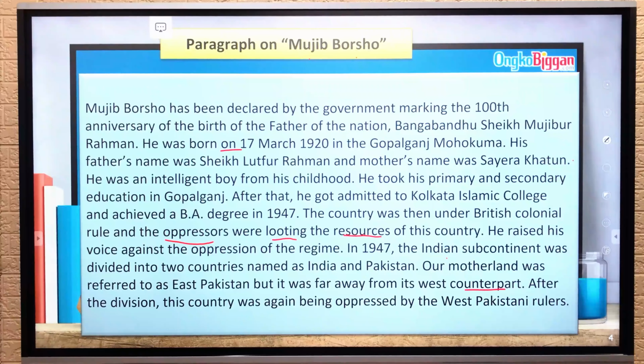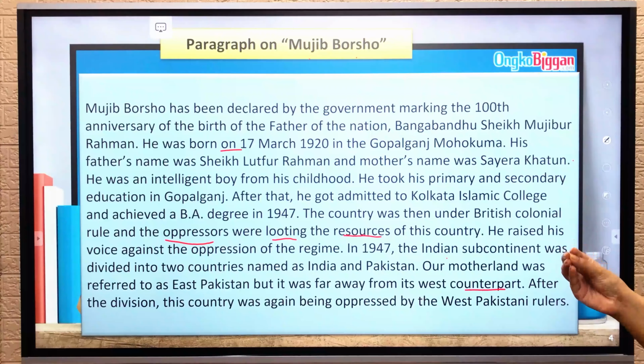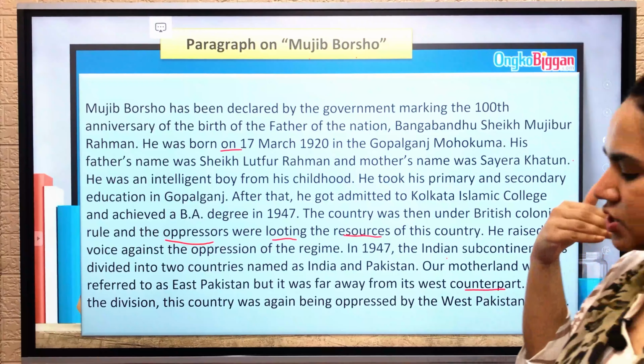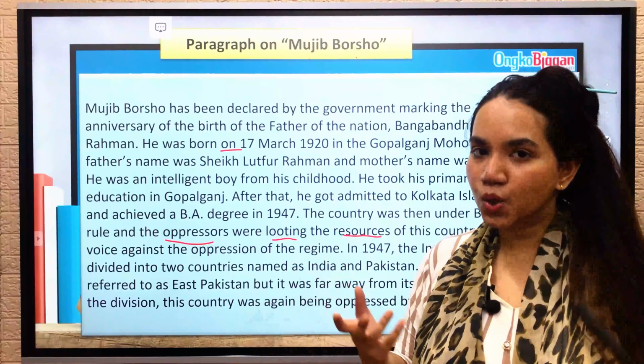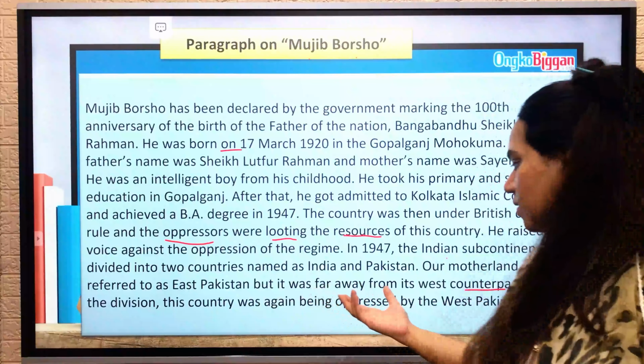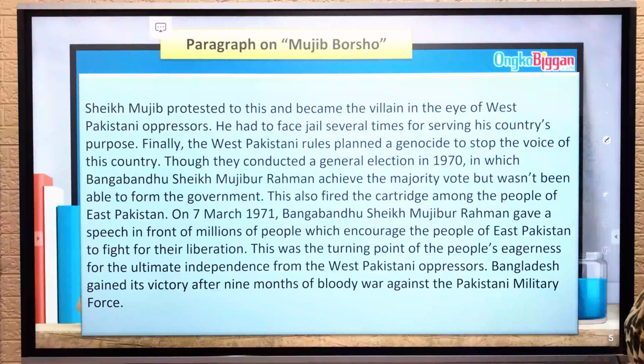Now, after the division, this country was again being oppressed by the West Pakistani rulers. He thought it was over, because we had made the British power flee from our country, and maybe now we could be free. But no, even now, we were being oppressed by the West Pakistani rulers. Then Sheikh Mujib protested against this, and he became the villain in the eyes of the West Pakistani oppressors.